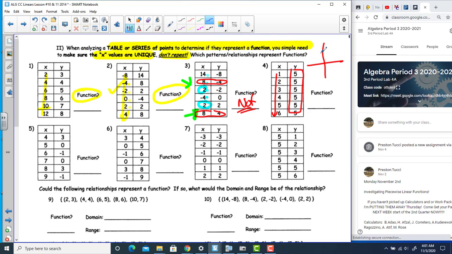1 unit time from now, it measures 5. 2 units time from that measures 5. 3 units time from that measures 5. 4 units time from that measures 5. It is always 5. It's a horizontal line or a y equals equation. Y equals equations will go straight through the y-axis, and that is just a constant function. Yes, that's a function. We had a yes, and we had a yes. Give 5, 6, 7, and 8 a shot on your own.